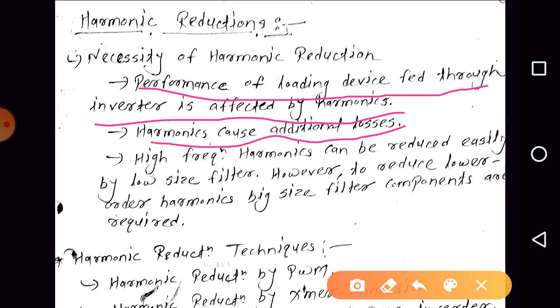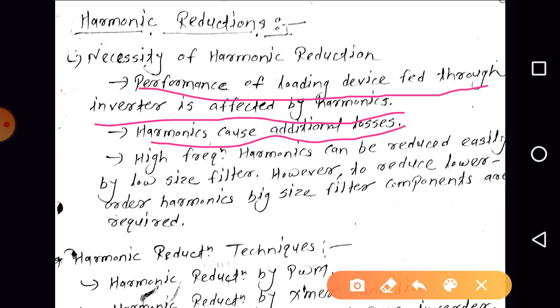Generally, high frequency harmonics means higher order harmonics, because as the order of the harmonics increases, the frequency also increases. For the fundamental component, the frequency is omega. For the third harmonic it is 3 omega, for the fifth harmonic it is 5 omega, for the seventh it is 7 omega, and so on. For higher order harmonics, it is very easy to remove them from the output voltage with the help of filters.